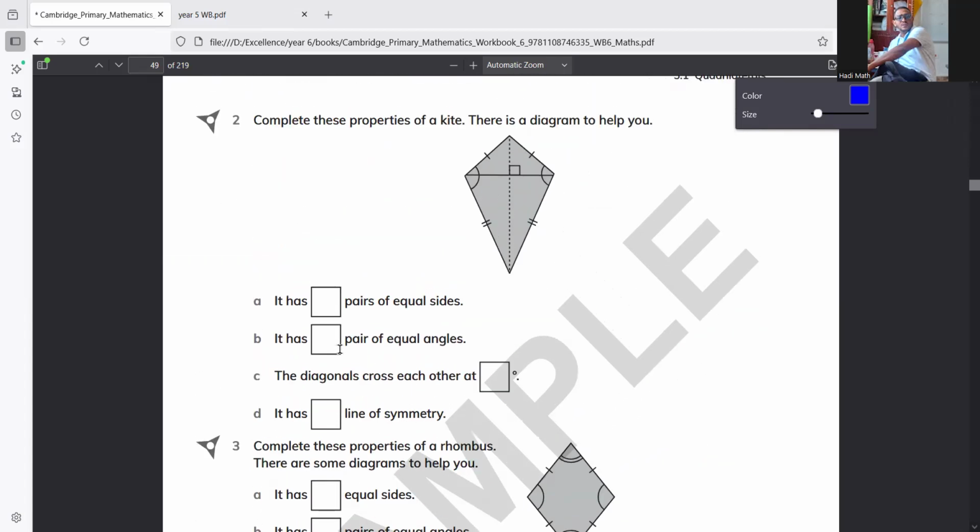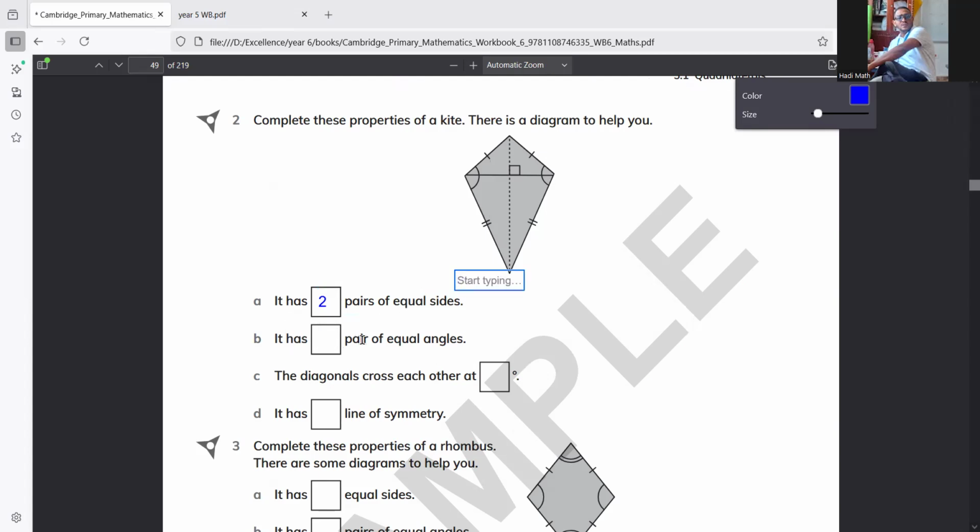Let's go to question number 2. Complete the properties of a kite. There's a diagram to help you. A kite has 2 pairs of equal sides. As you see here, the small lines we draw show that this side is equal to this one, and those two sides are equal.